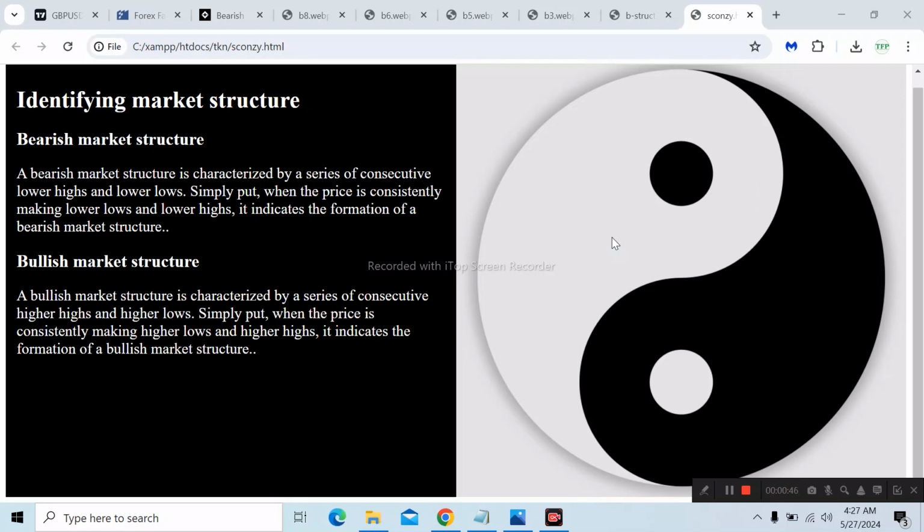Okay, and for the bullish market structure, we have under it: a bullish market structure is characterized by a series of consecutive higher highs and higher lows. Simply put, when the price is consistently making higher lows and higher highs, it indicates the formation of a bullish market structure.